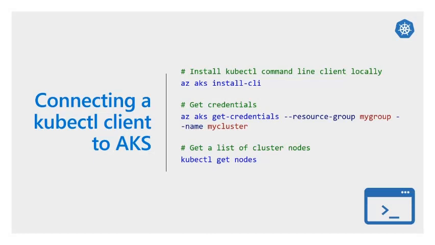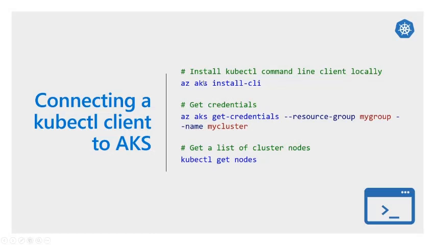And then you need to connect the kubectl client to AKS. So for that you need to install AKS in your CLI. To manage a Kubernetes cluster, we use kubectl, the Kubernetes command line client. Note, if you are using Azure Cloud Shell, kubectl is already installed. If you want to install it locally, then you have to install it using the az aks install-cli command.